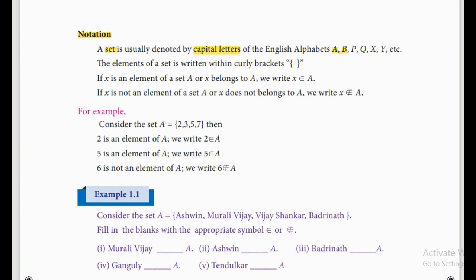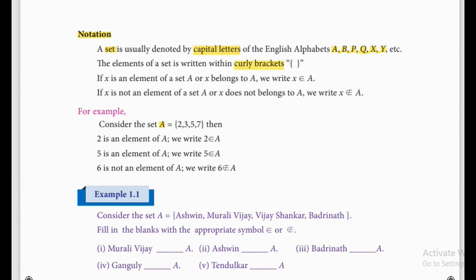As you wish you can use any of the 26 alphabets, but it should be a capital letter. For example, they have given capital A, capital B, capital P, capital Q, capital X, capital Y, etc. Also, for example, look down, consider the set A. They denote the set in capital letters.